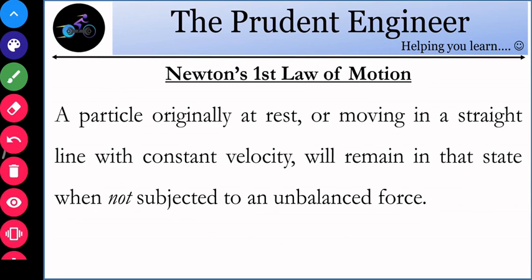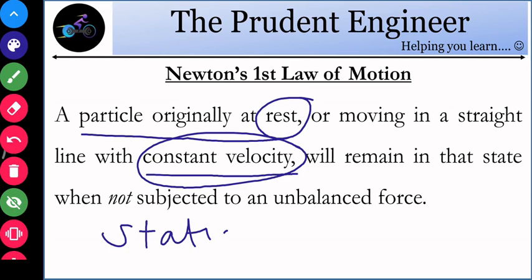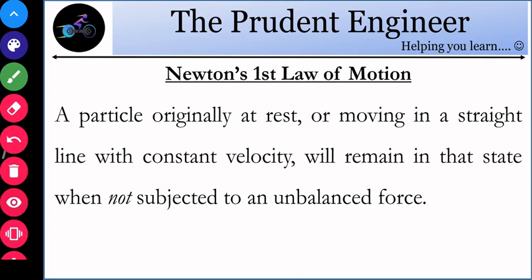Newton's first law of motion states that a particle originally at rest or moving in a straight line with a constant velocity, that means the particle is at rest or moving with constant velocity, will remain in that state when not subjected to any unbalanced force, and that condition is called static equilibrium.